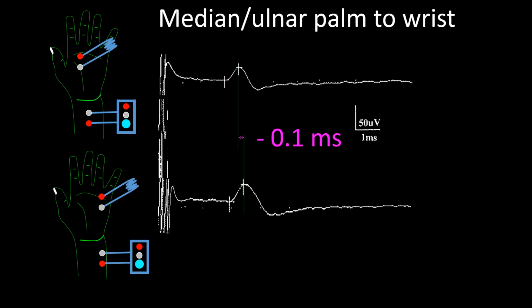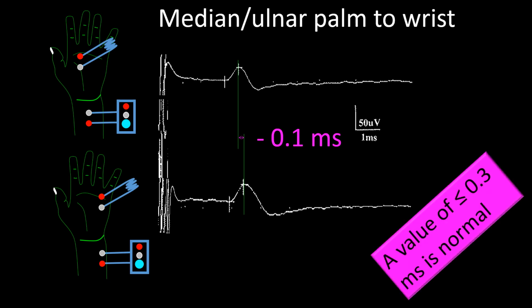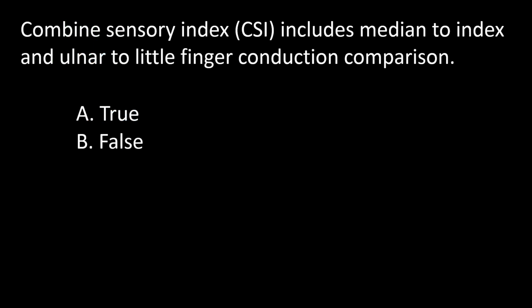The difference in this example was minus 0.1 milliseconds. The minus sign indicates that ulnar latency was longer than median latency. This is a normal result, the normal being for median conduction to be 0.3 milliseconds or less longer than ulnar conduction. This test is called the palm diff. So the answer to this question is B.